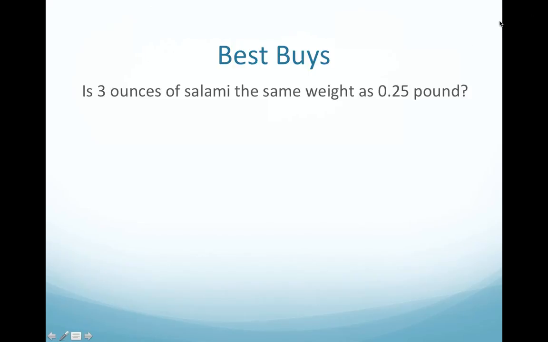Okay, so here we go. Is 3 ounces of salami the same weight as 2,500 pounds? Okay, so in order to solve this problem, we've got to find a conversion rate. Now, we just talked about unit rates. Conversion rates are different. A conversion rate is a rate you can multiply something by or divide it by to convert it from one thing to the next.